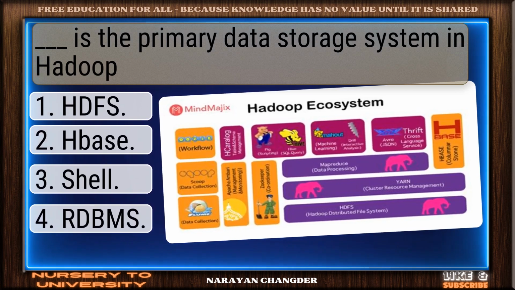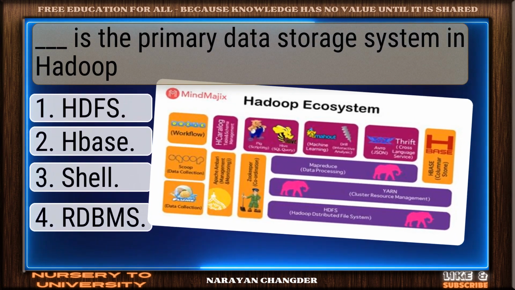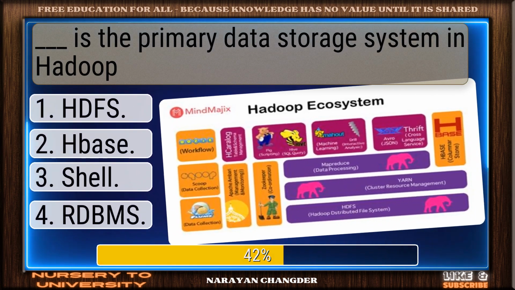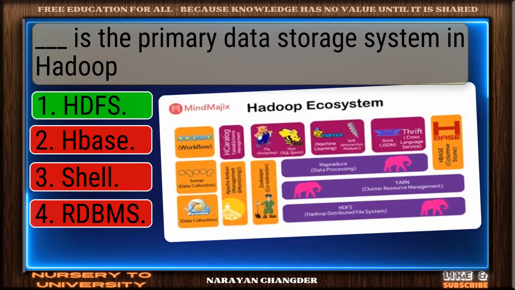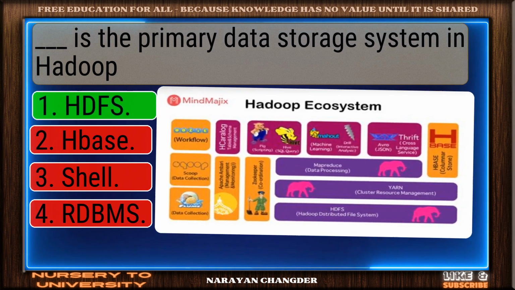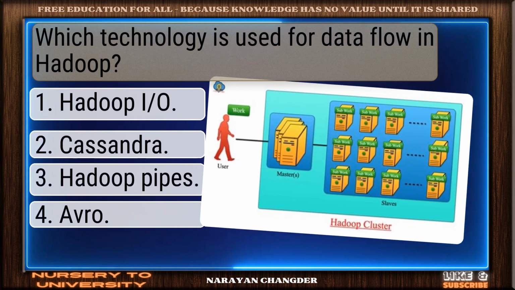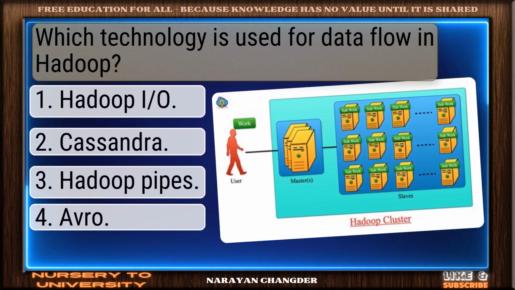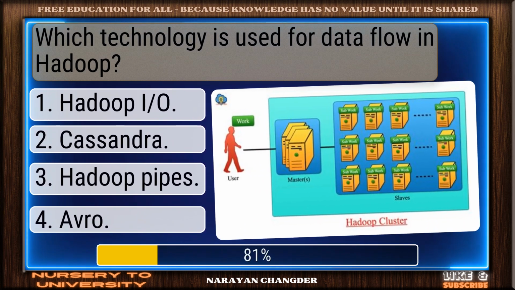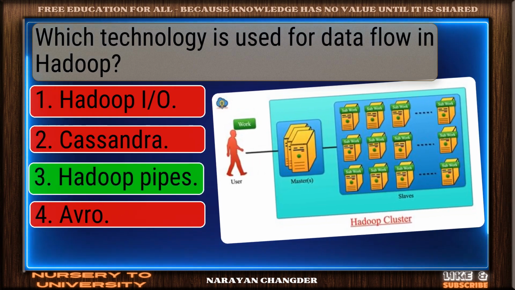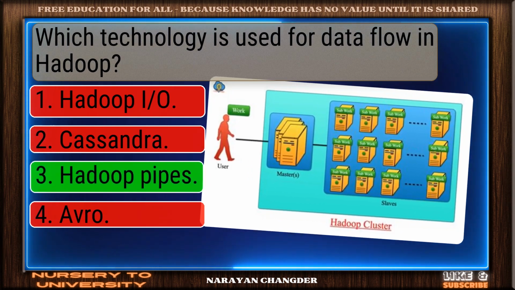Question number 25. Dash is the primary data storage system in Hadoop. Solid response. HDFS is a valid choice. Question number 26. Which technology is used for data flow in Hadoop? Well picked. Hadoop Pipes is the correct answer.